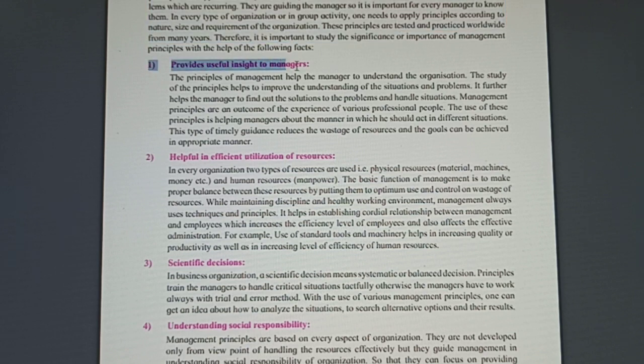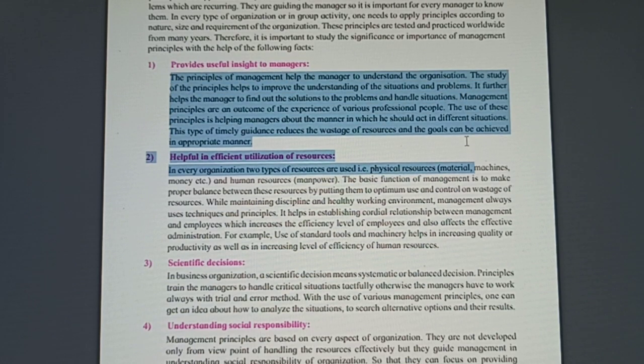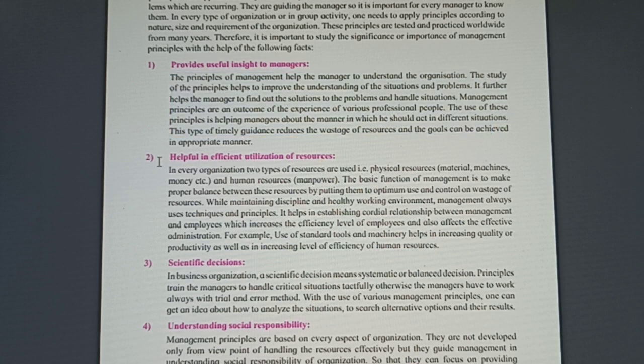Let us see. First of all, provides useful insights to the managers. All the managers who are working for a company or who are managing the company, if they are using these principles of management, it provides useful insight to the managers, and they can study this through these principles of management. They can get the desired results for their organization.